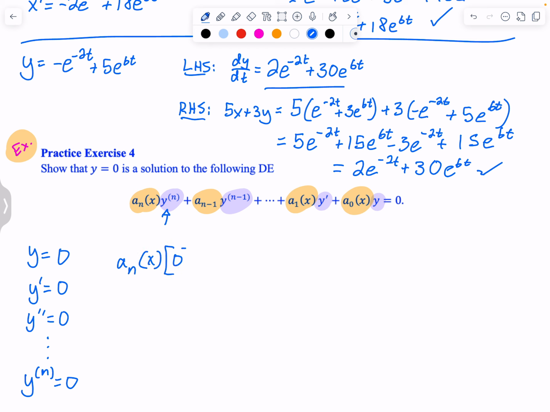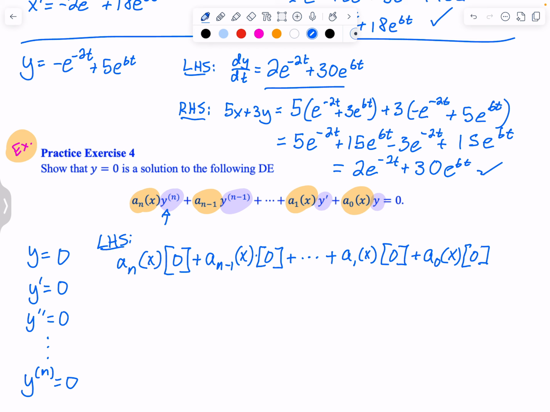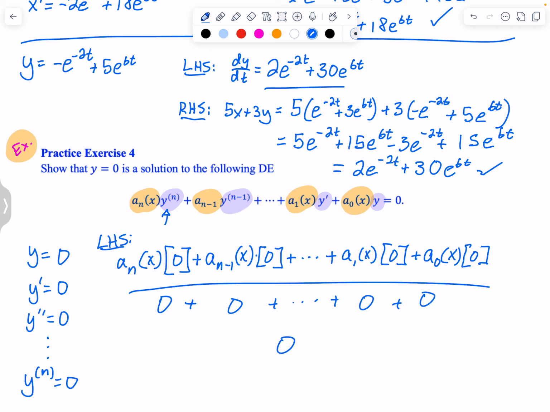I know it seems silly. I'm going to put a 0 there. For a sub n minus 1, there should be an x here, that's what I was saying a second ago, times 0 here. Plus dot dot dot, plus a sub 1 of x times the 0 there, plus a sub 0 of x times the 0 there. Well, that's my left-hand side, that's what we're working on, and that's going to create a 0. Everything is 0 plus 0. I guess we could write that out: 0 plus 0 plus dot dot dot plus 0 plus 0 equals 0. If you were to just write 0, I'd be satisfied with you showing that line above it.